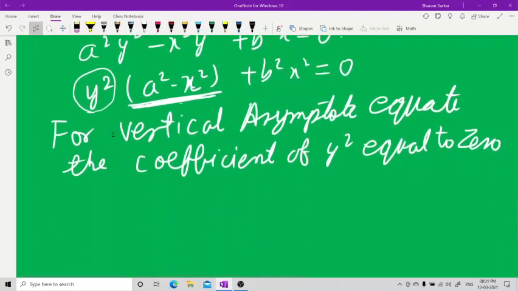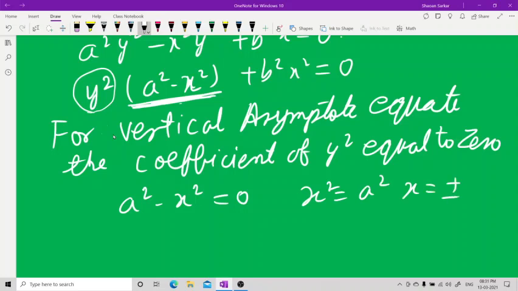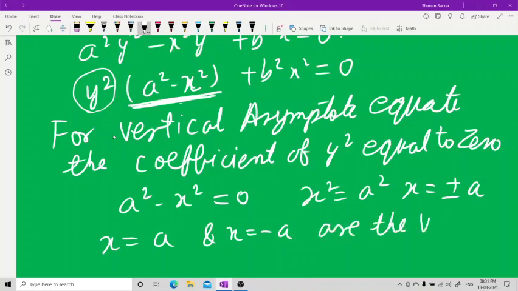That means a square minus x square equal to 0. Then you can write x square equal to a square. Then x equal to plus minus a. So x equal to a and x equal to minus a are the vertical asymptotes. I'm writing in short; you write vertical asymptote in full. I got one line this and the other line this as vertical asymptotes.